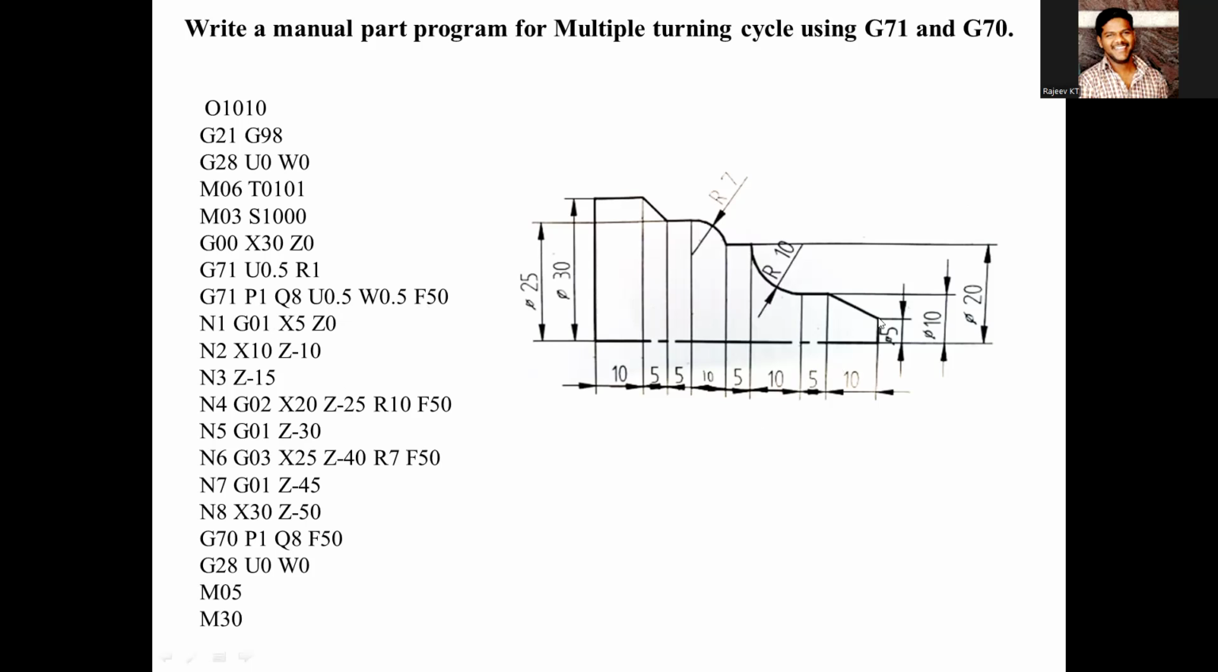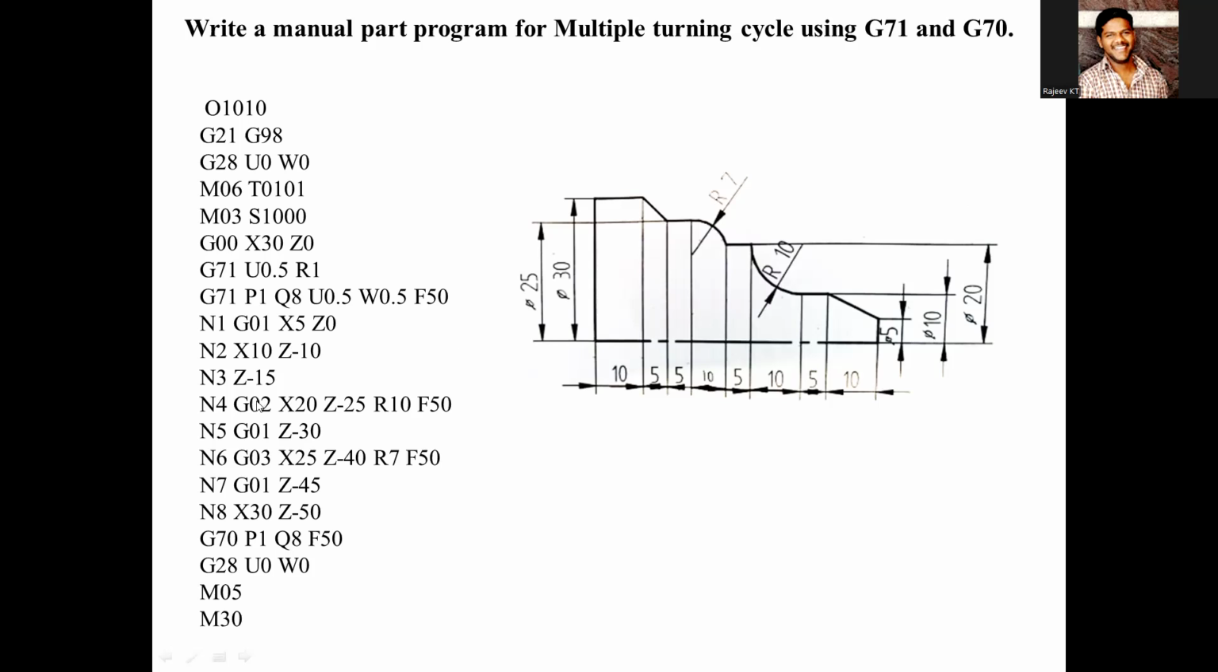In N1, G01, X5, Z0. X5 is the diameter at this point, and Z0 means the tool comes to this point and stops. Next N2, up to this point: X10, Z minus 10. Here the diameter of the workpiece is 10 at this point and the length is 10. Then from this point to this point, Z minus 15. I added this here. Next G02, this is clockwise interpolation, and this one is anti-clockwise.